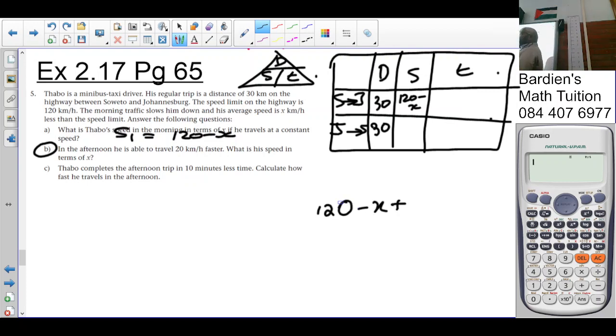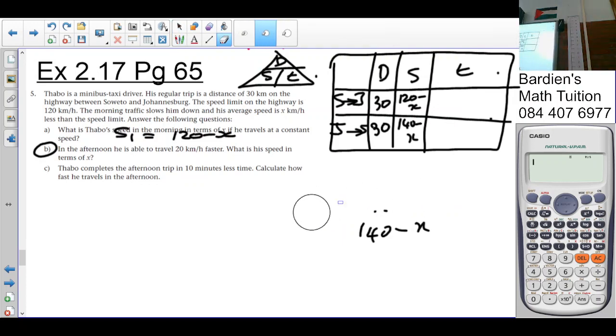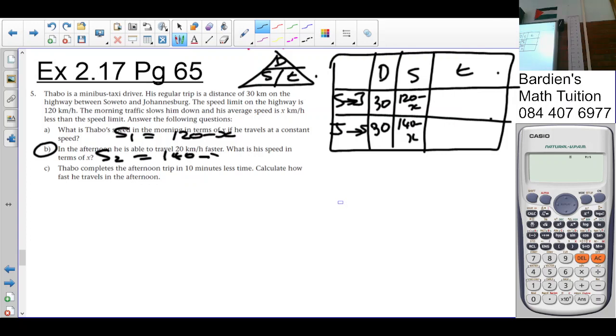X, but faster. So I add 20. So he's doing 140 minus X in the afternoon. Now, what is his speed in terms of X? 140 minus X. That is, speed 2 is 140 minus X.